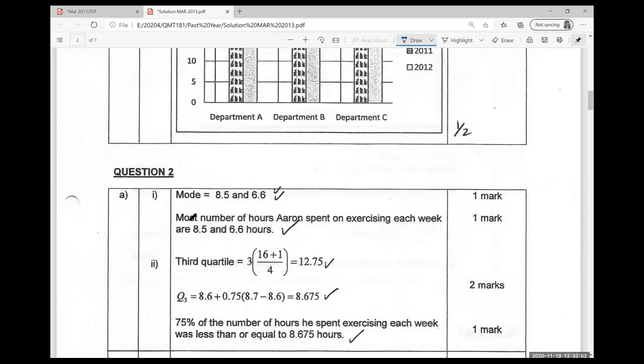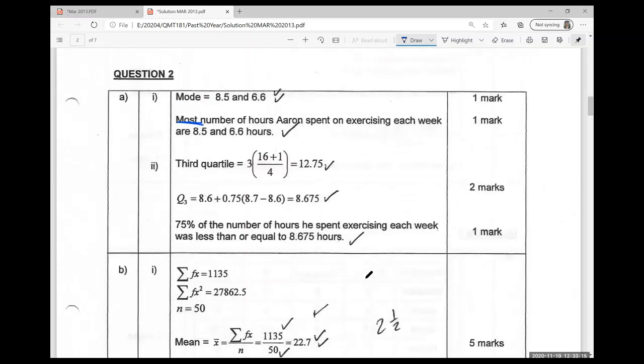So it says here, we have the word most here. You must have the word most in order to explain the terms, the mode value. So most number of hours Aaron spent on exercising each week are 8.5 and 6.6 hours. Okay, you have multiple modes in this situation. So that is the case.